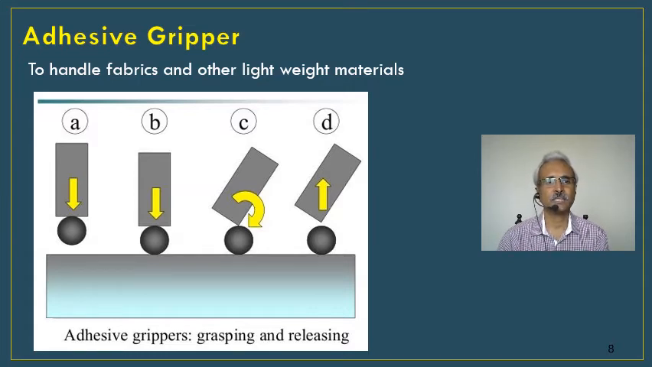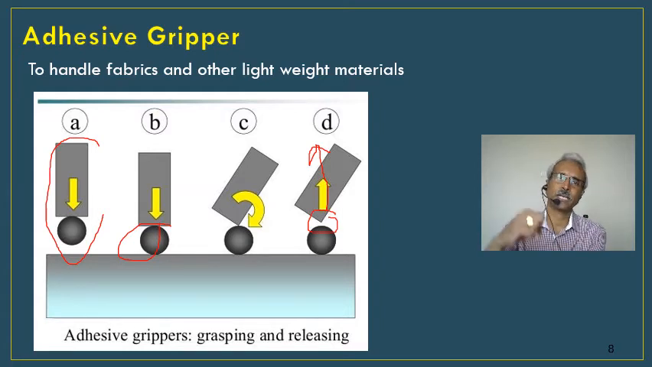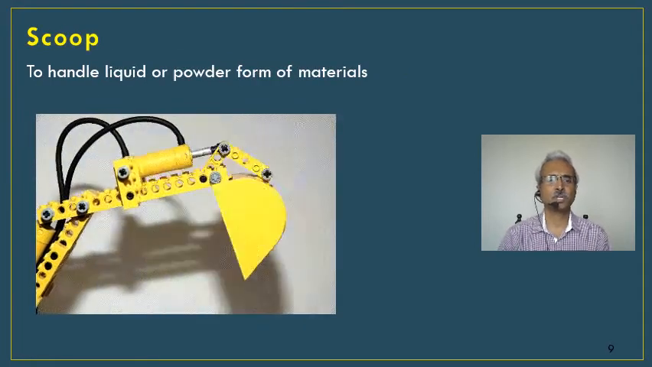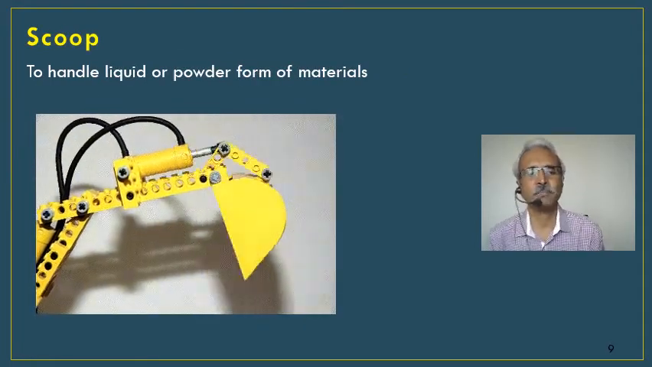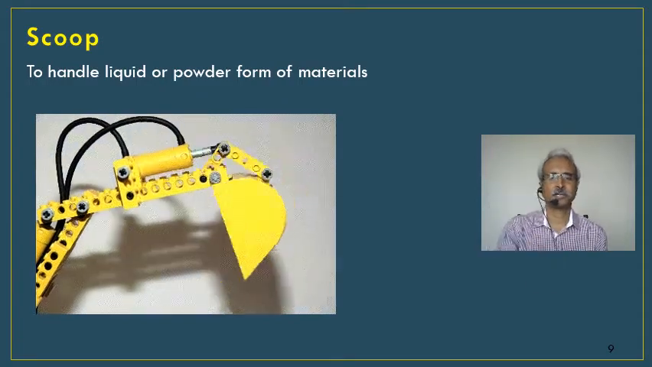So what happens here, this goes and touches, and then it is gradually tilted and lifted so that there is a discontinuity here wherein the gripper is separated from the fabric. So this is about adhesive grippers. So next is about a scoop here. Of course you can see the animation. Of course it's not typical of a scoop.